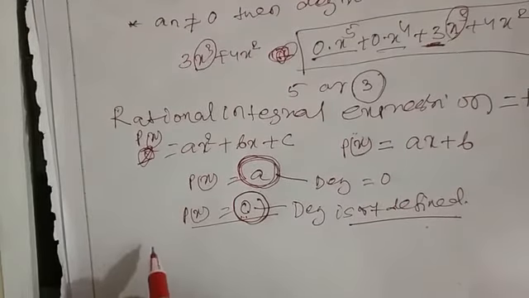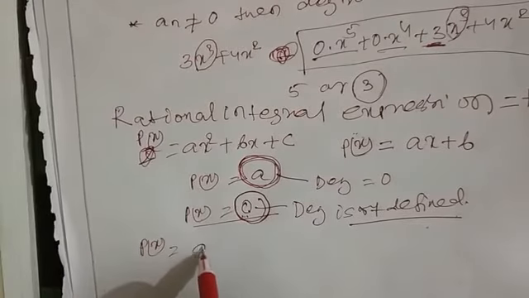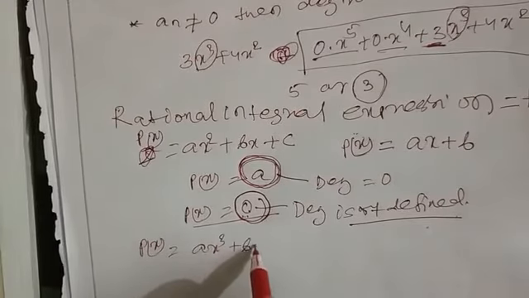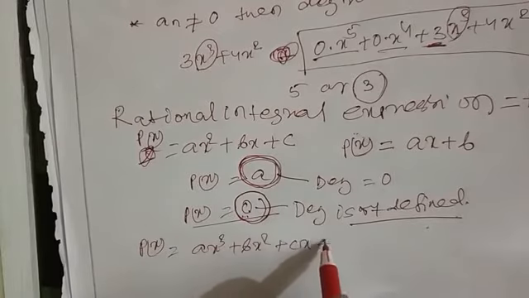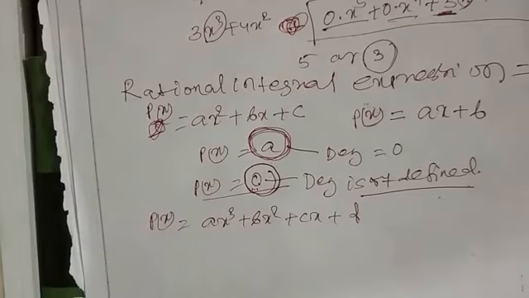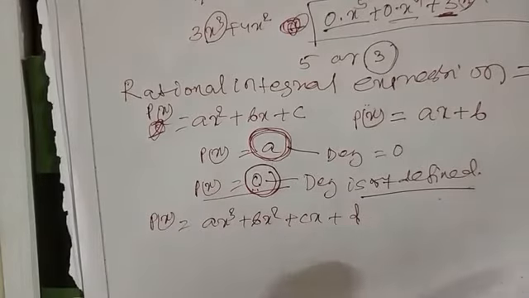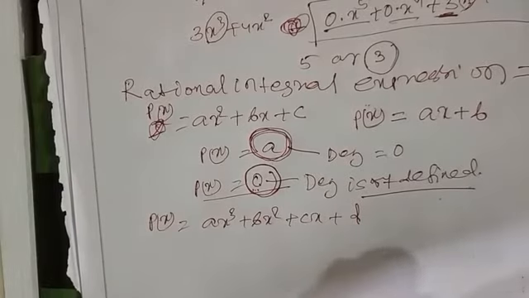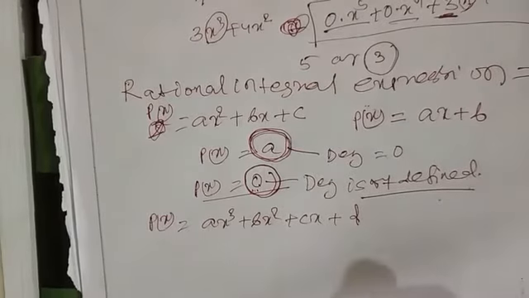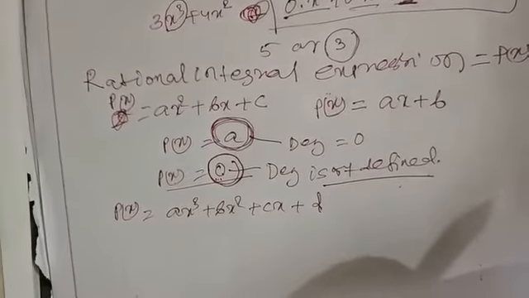Now, what is the standard form of a cubic polynomial? ax cube plus bx square plus cx plus d. And like this, quadratic, cubic, biquadratic or fourth degree. According to degree we give some names to the polynomial.